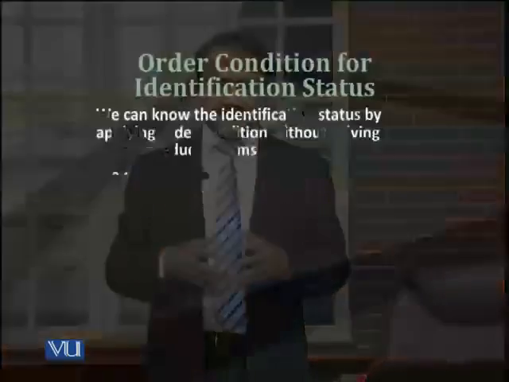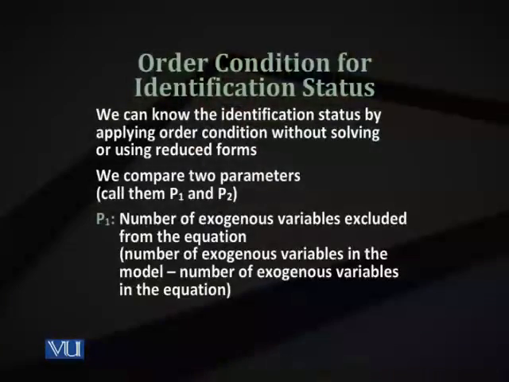So exogenous variables excluded from the equation is the parameter P1. There is another way to think of it. You can see how many exogenous variables you have in total and subtract the number of exogenous variables in the equation. So the total number of exogenous variables minus the number of exogenous variables in the equation we are discussing gives you the excluded exogenous variables. The number of the variables is called P1. We call it P1 here, the first parameter.